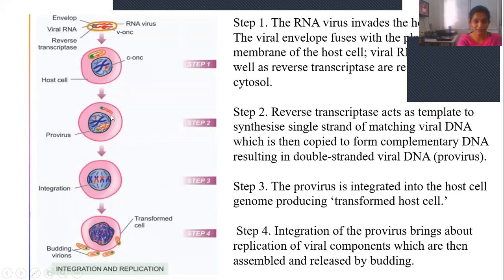So another strand will be formed, forming a double-stranded DNA. This double-stranded DNA of the virus is called the provirus. Now it is formed, this provirus enters the nucleus of the host cell. This virus has double-stranded DNA, and the host cell also has double-stranded DNA, right? So now it will incorporate its DNA into the host cell DNA. This step we call integration.